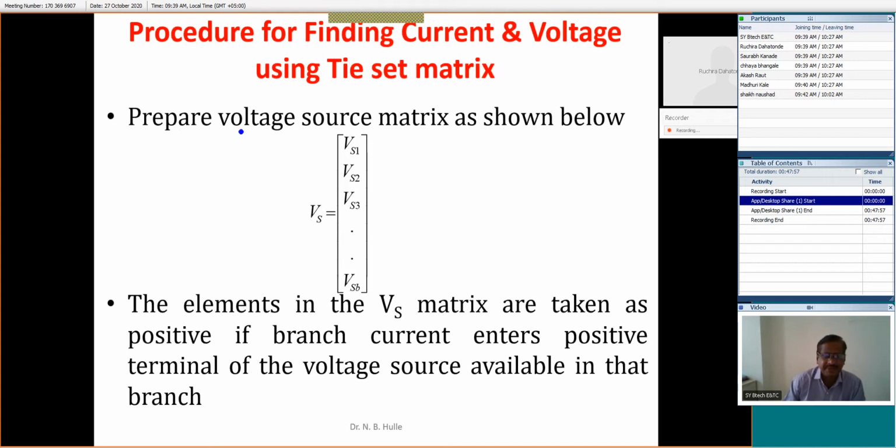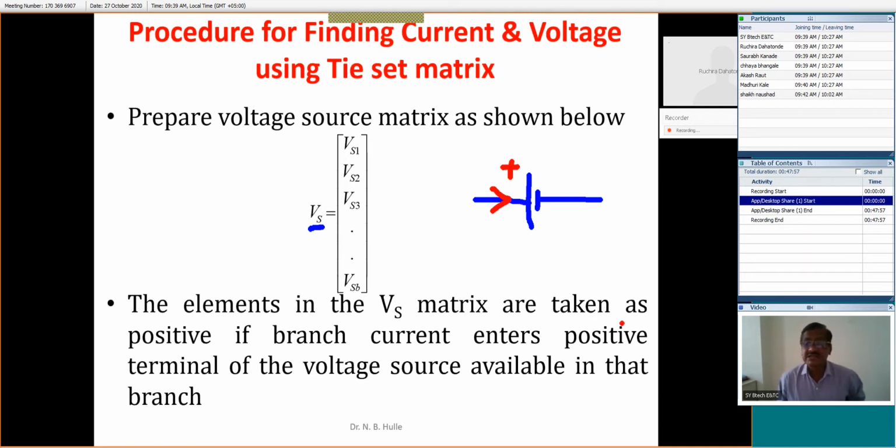Here in this case, prepare the voltage source matrix VS. This is VS1, VS2, VS3 and so on. And what are the guidelines for the polarities? The elements in the VS matrix are taken as positive if the branch current enters into the positive terminal. You see here, if this is the branch, and the current is entering like this, this is the positive terminal of the battery.